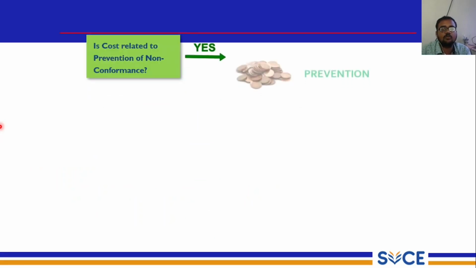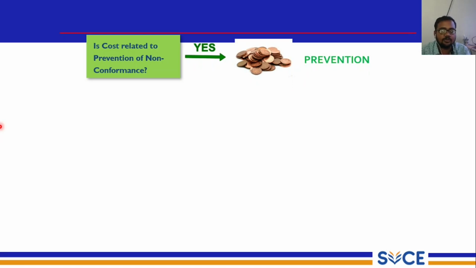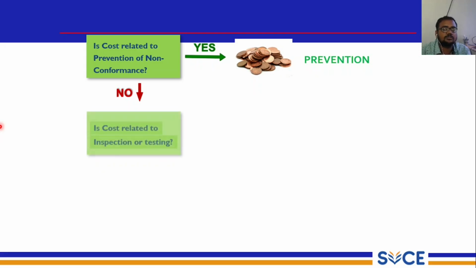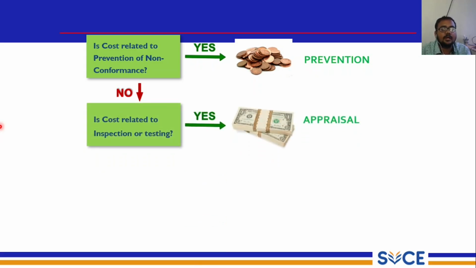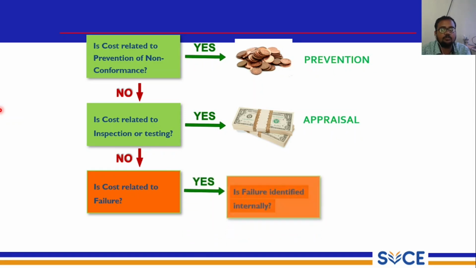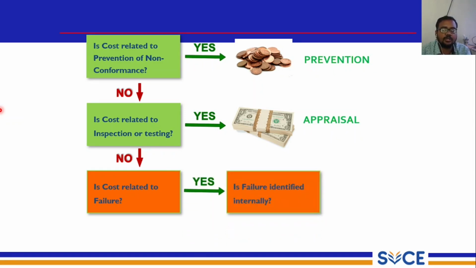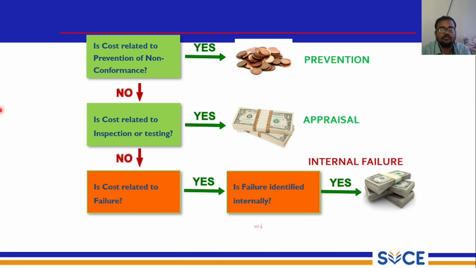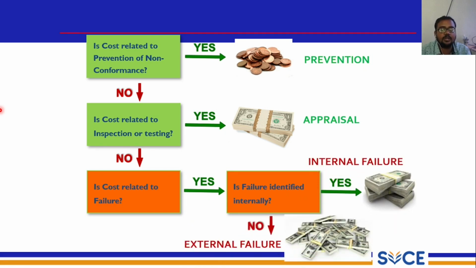We'll now see what the costs are. First, if the cost is related to prevention of non-conformance, it is called prevention cost. If the cost is not related to prevention of non-conformance, but it is related to inspection or testing, then you call it appraisal cost. If the cost is related to failure, then you call it a failure cost. If the failure is due to internal aspects, you call it internal failure. If the failure is due to external aspects, you call it an external failure cost. So these are the four different costs which are predominantly involved for calculating your cost of quality.